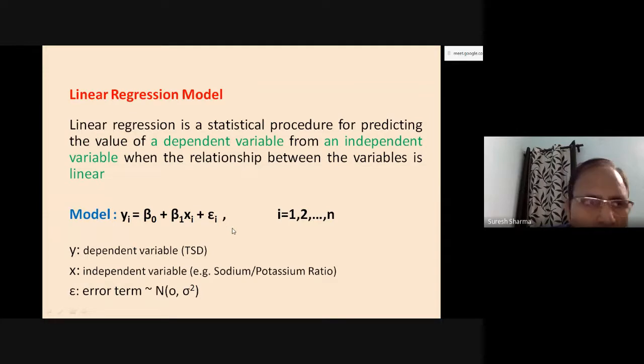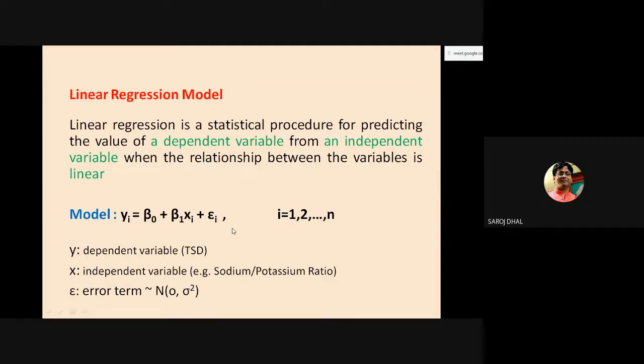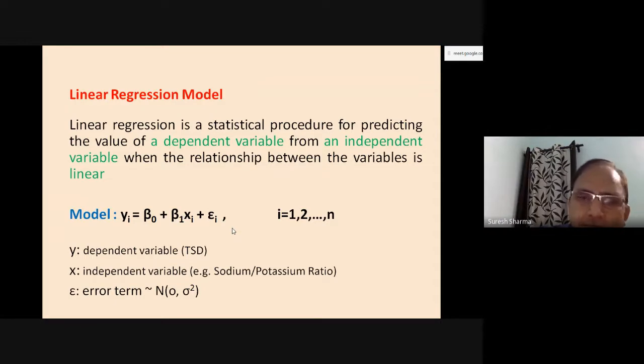Yes, please. Sir, this error can be human error or a technical or instrumental error. It could be anything which is beyond your control. Right. So now our aim is to minimize this error. The smaller the error, the better the model. Yes or no? The smaller the error, the better the model.